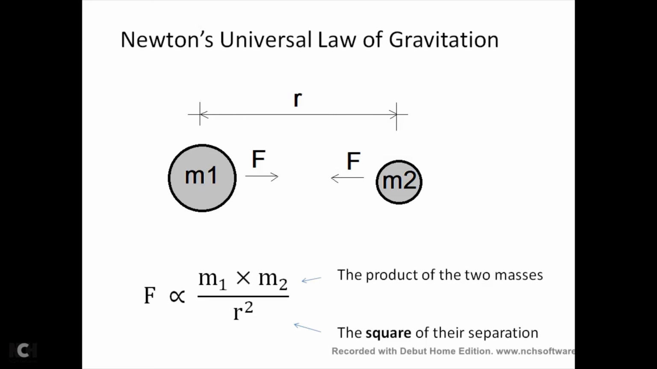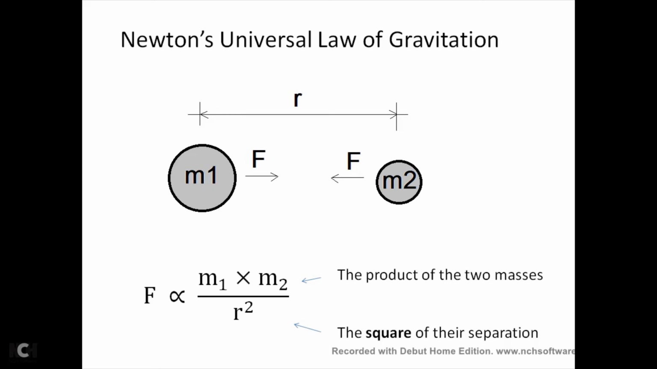Newton's universal law of gravitation, now it does get a little bit mathematical here, and in the specification it says that you do need to know that the force is proportional to the product of the 2 masses. So if the masses are m1 and m2, then the force is proportional to m1 times m2, and that it's inversely proportional to the square of their separation.